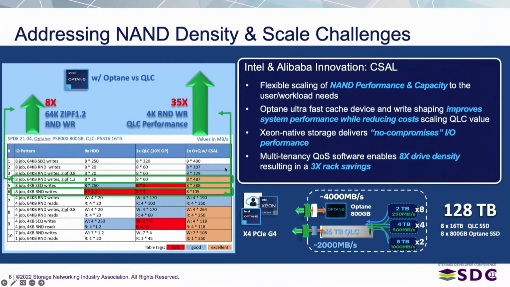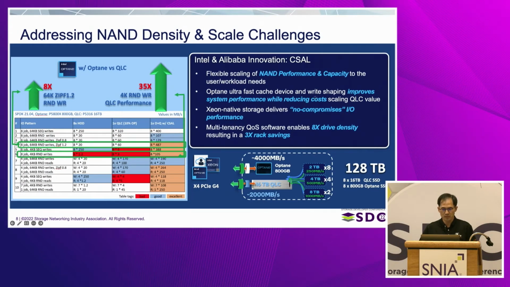So how can we address this problem? We worked with Intel to resolve these performance and endurance challenges, on a project called CSAL, the Cloud Storage Acceleration Layer. CSAL provides flexible scaling of NAND performance and capacity to the user and workload needs. It also provides an Optane ultra-fast cache device and embedded write shaping technology to improve system performance while reducing cost, scaling QLC value. This zero-native storage delivers no-compromise I/O performance. And with the multi-tenant QoS software, this enables eight times drive density, resulting in three times rack savings.